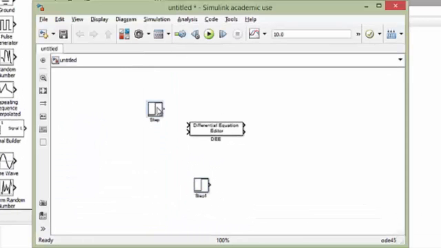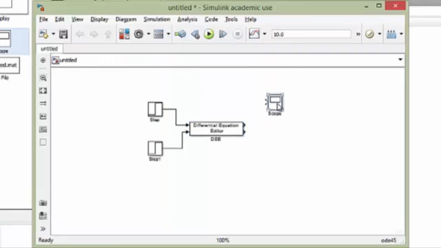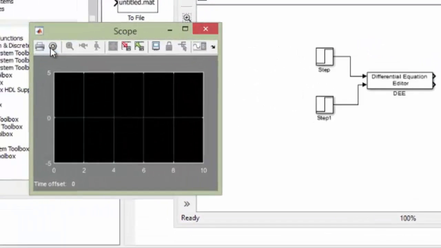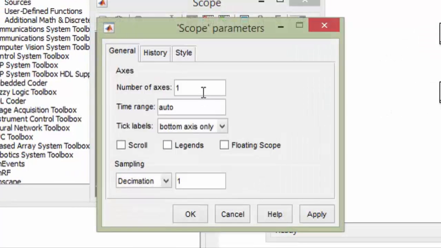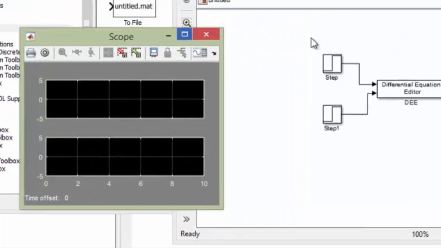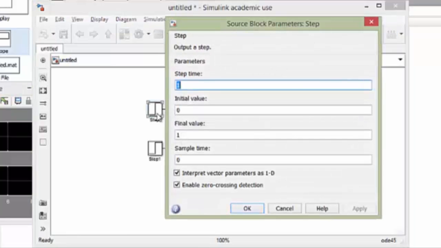So I have two inputs, and both inputs I have to configure according to the problem statement. And then we have to monitor the tank outputs. Let me change the parameters for the scope so that I can monitor both of them in a single scope. So I'm increasing the axes to 2 so that I can see both outputs simultaneously.